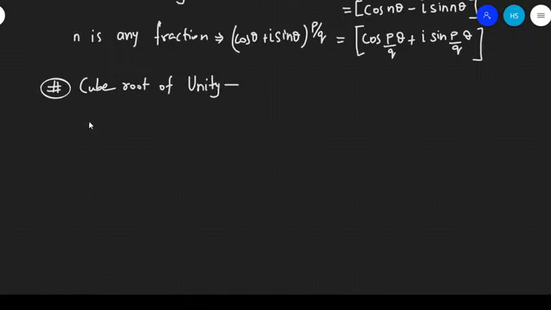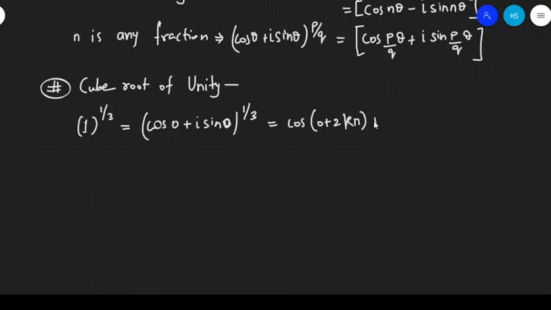So the cube root of unity can be written as 1 raised to power 1 by 3, and 1 can be written as (cos 0 plus iota sin 0) raised to power 1 by 3, and further can be written as (cos (0 plus 2k pi) plus iota sin (0 plus 2k pi)) raised to power 1 by 3.